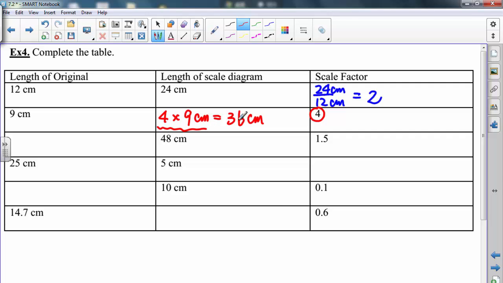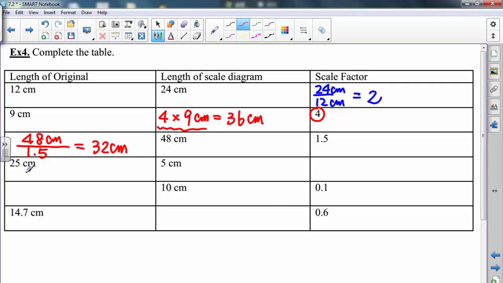So the next one is I know the length of scale diagram and the scale factor 1.5. The scale factor is 1.5, which is greater than 1. So I know the scale diagram should be an enlargement of the original diagram, so the length of scale diagram should be longer than the length of original one. So I will use 48 centimeters, which is the length of scale diagram, divided by the scale factor. So 48 divided by 1.5 is 32 centimeters. And the 32 centimeters is really shorter than 48 centimeters.